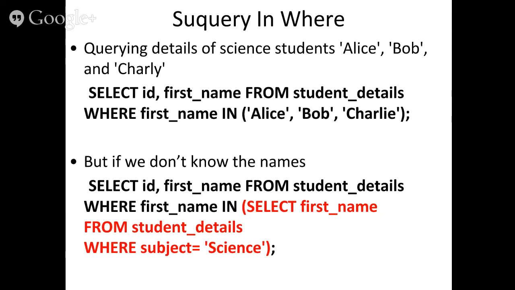we have select ID, first name from student details where the first name is either Alice, Bob, or Charlie. I know that Alice, Bob, and Charlie are all in the science program. I just remember that those are the 3 students that are in science. But say somebody else joins or somebody leaves. My top query is hard-coded, and it would be a maintenance nightmare having to say, oh, there's somebody else in the science department, add it, remove it.